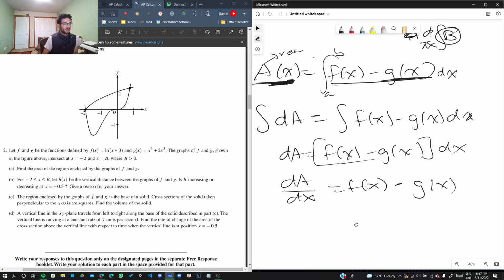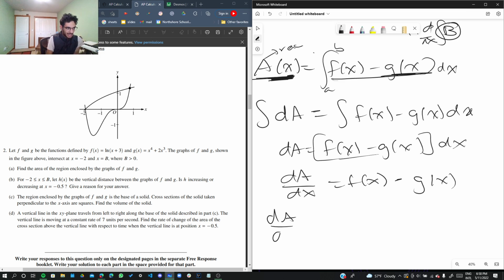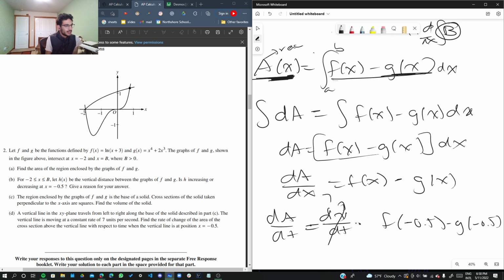All right, so now by chain rule, the change in area with respect to time is equal to dx dt times dA dx. Just think about how units cancel each other out. So dA dx is basically f of negative 0.5 minus g of negative 0.5. And they gave us dx dt, the change in x over the change in time, which is constant, 7 units a second. So now this gives us something in units, and then you have units squared.